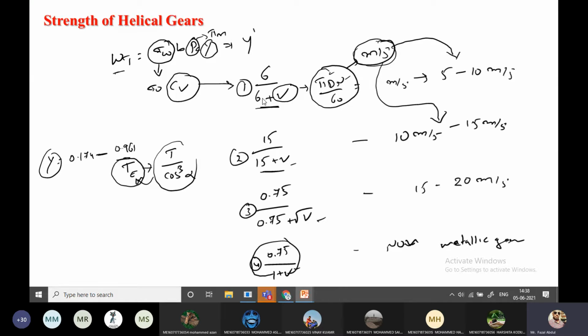So see here, our value is 42. So first one is 5 to 10 meter per second only. It is not suitable. Second one 10 to 15. Third one 15 to 20 or more. So the third one is suitable for this particular problem: 0.75 by 0.75 plus square root of V.